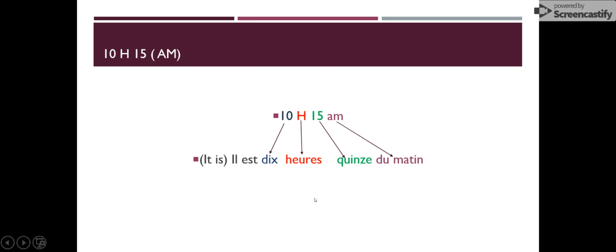Now, for 10:15 a.m., you have two ways of writing it. You can write il est 10h15 du matin, or il est 10 heures et quart. Quart is for 15, which represents a quarter, if you're looking at 15 minutes. It's very common in France to hear people say il est 10 heures et quart for 10:15 du matin.